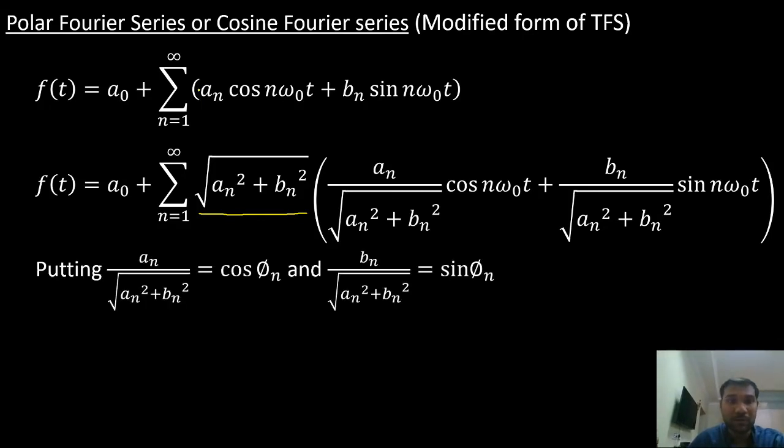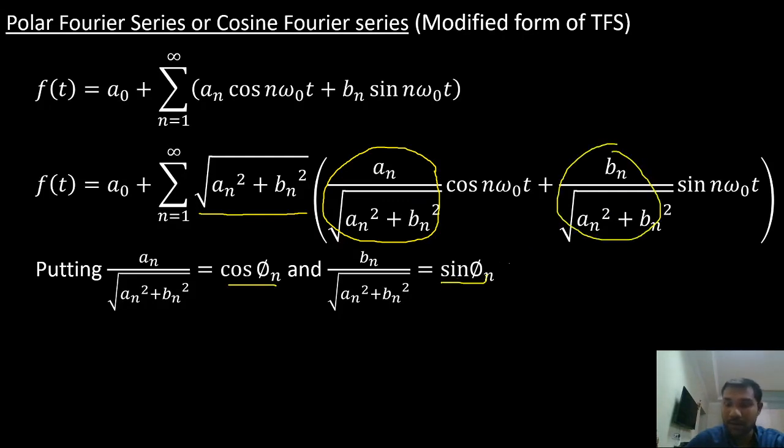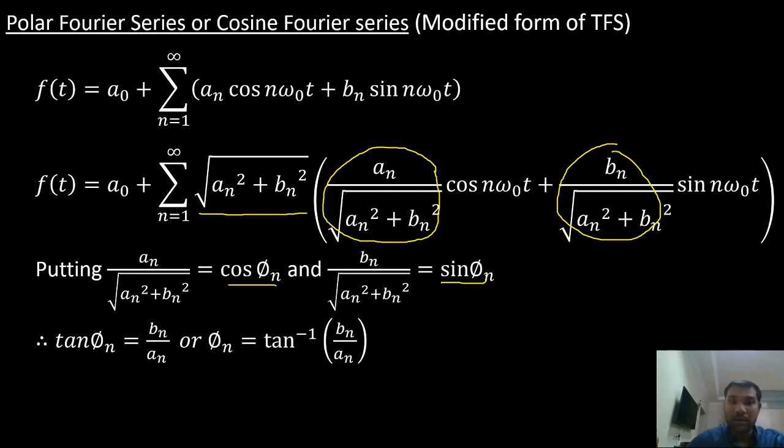So what will happen? Now this part here, I am calling it cos phi n, and this as sin phi n, right? Then what will be my tan phi n? Tan phi n is nothing but sine by cos, which is bn by an, and phi n is nothing but tan inverse of bn by an.